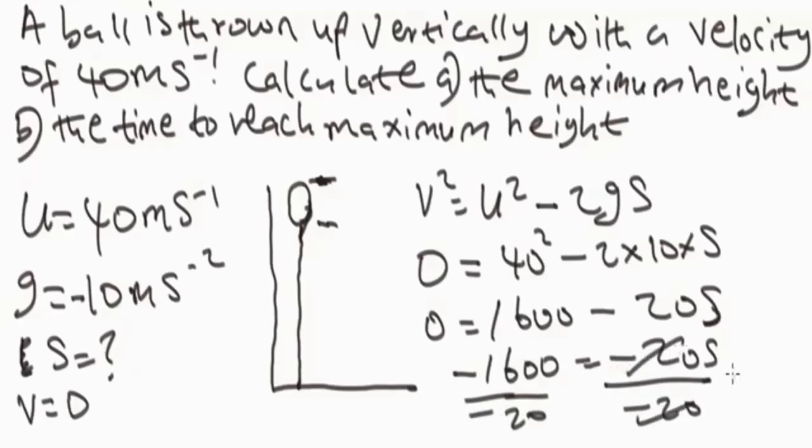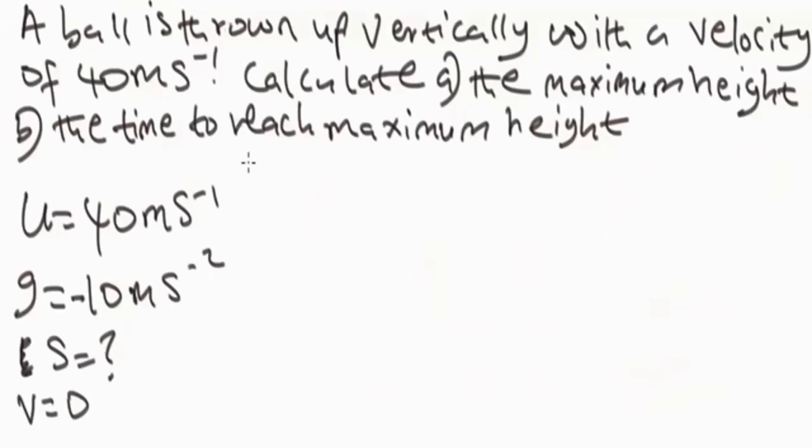So this will cancel the dynamic. Therefore, our x will be, when we divide this, 80. Our x will be 80 meters. So this will be the maximum height. Right, now to calculate the time, very simple. Let's wipe this. Remember, our x will be 80 meters.